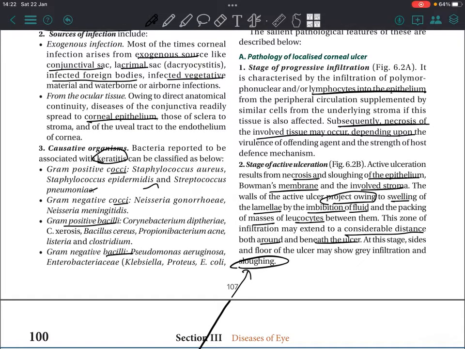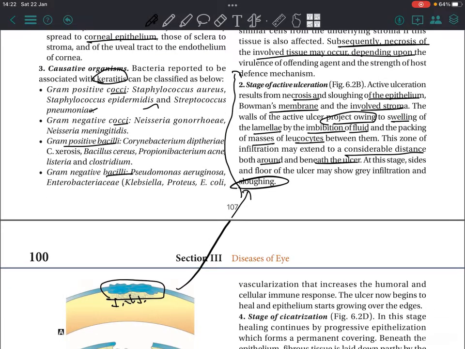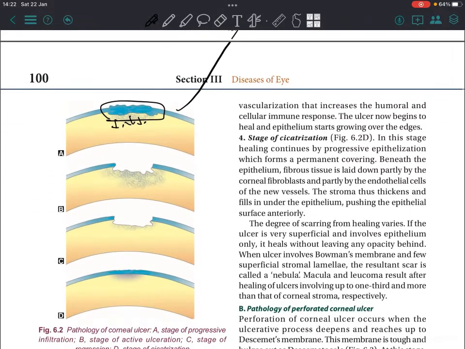The stage of progressive infiltration is characterized by infiltration of polymorphonuclear leukocytes into the epithelium from the peripheral circulation, supplemented by similar cells from the underlying stroma. If the tissue is also affected, subsequent necrosis of involved tissue may occur depending upon the virulence of the infecting organism.